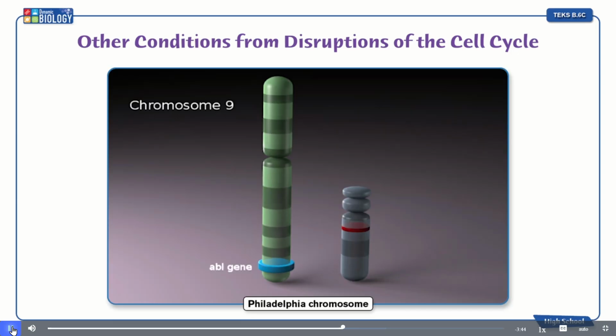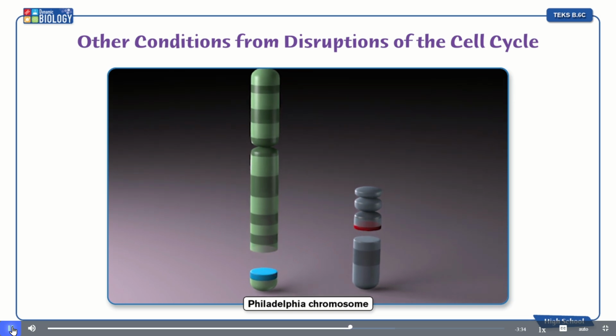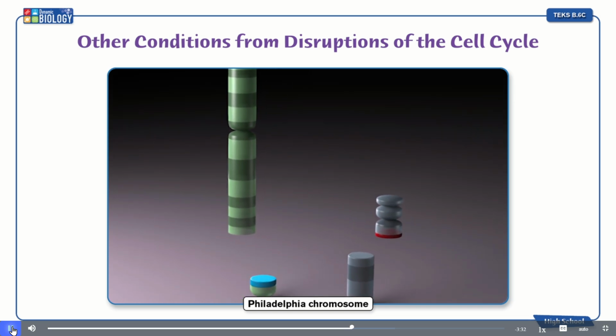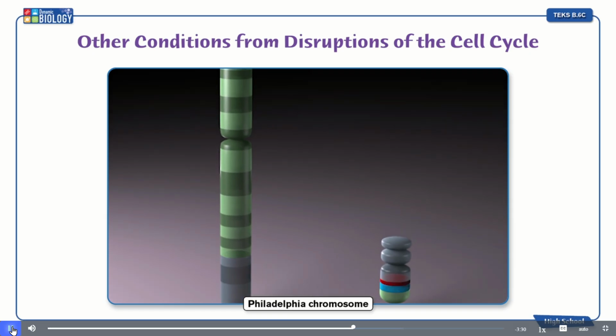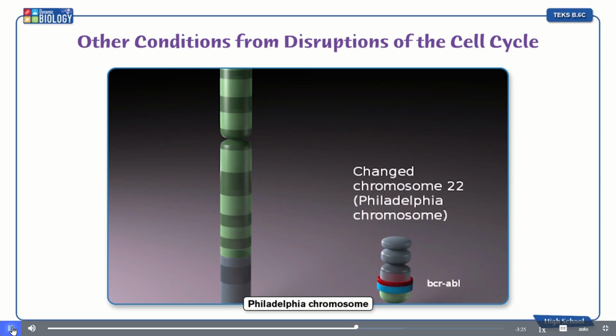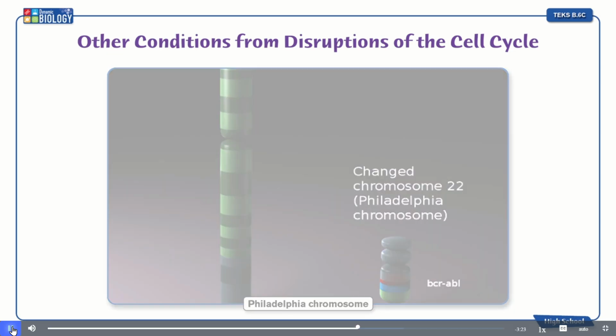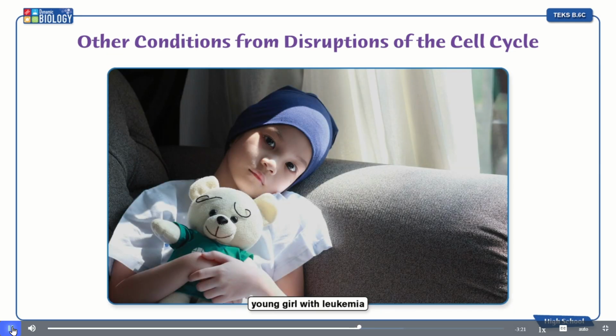Another case is the formation of the Philadelphia chromosome, an abnormal chromosome that is made when pieces of chromosomes 9 and 22 break off and trade places. This chromosome is found in the bone marrow of 90% of persons with a specific type of leukemia. Leukemia is a group of diseases caused by too many white blood cells.